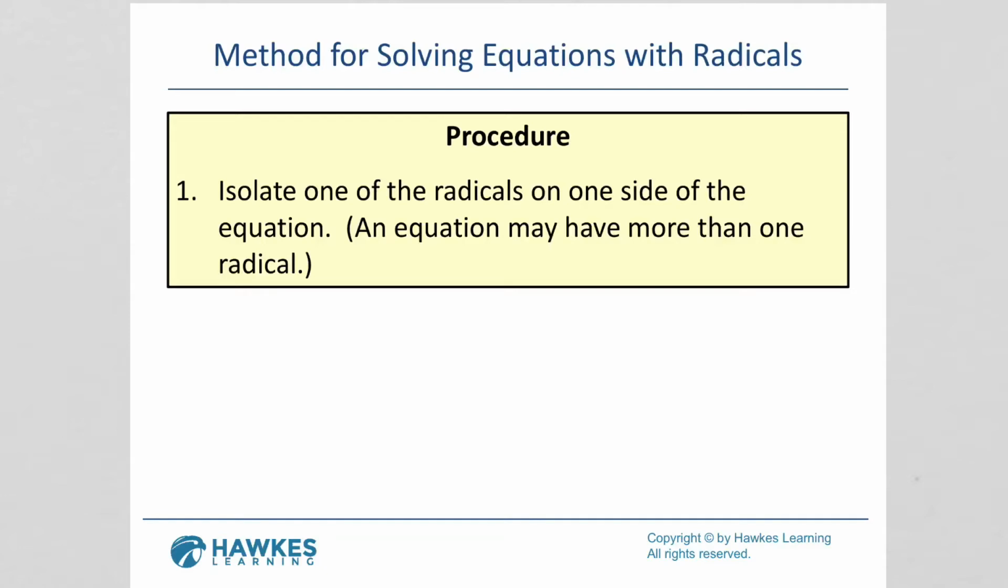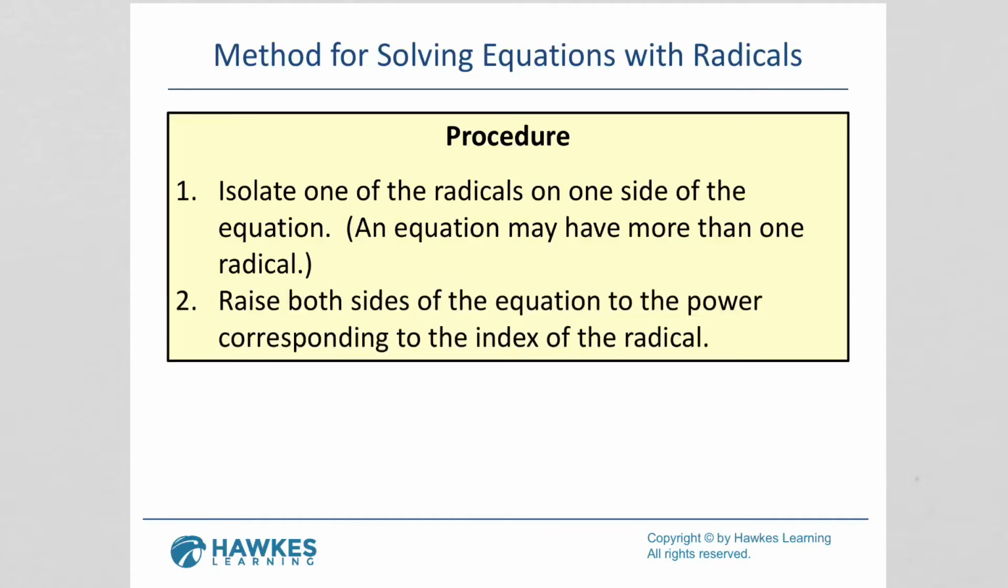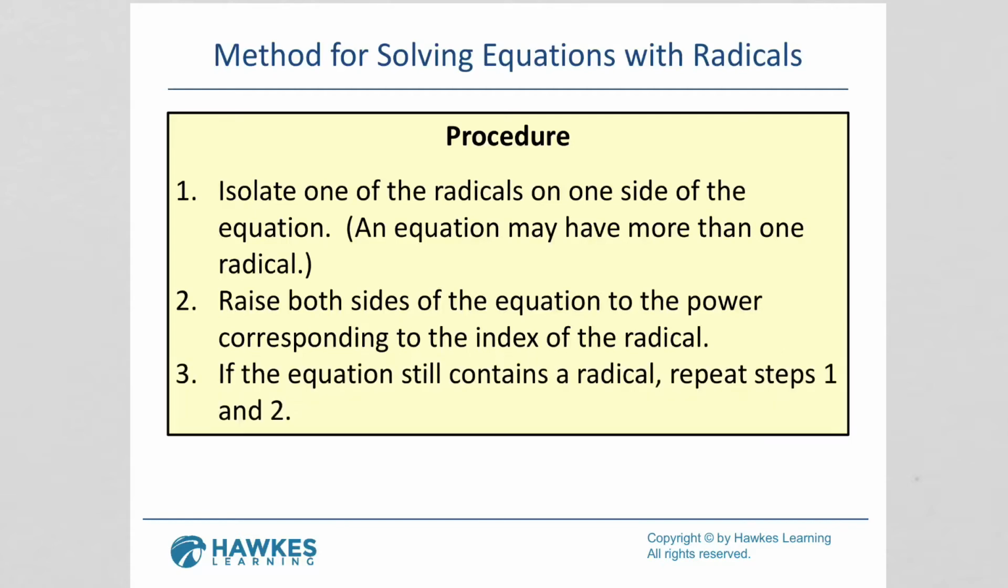Step 1. Isolate one of the radicals on one side of the equation. An equation may have more than one radical. Step 2. Raise both sides of the equation to the power corresponding to the index of the radical.